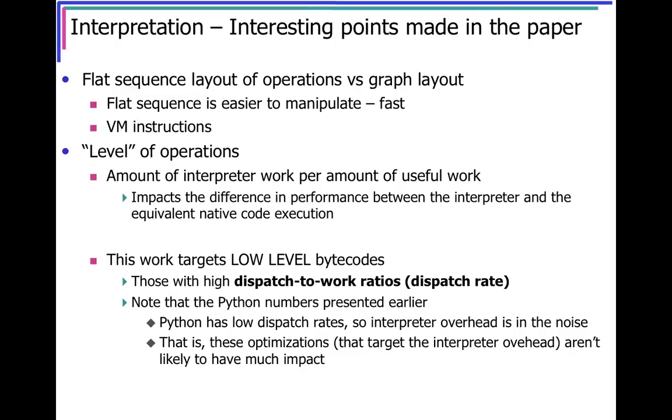That is, the interpreter has to do more work per bytecode. And so this level dictates the performance we're going to get if we optimize the interpreter for this dispatch. If you have programs with high dispatch to work ratios, a high dispatch rate like Java, you're going to have more of an impact on overall performance than you are with a lower dispatch rate in a language like Python.